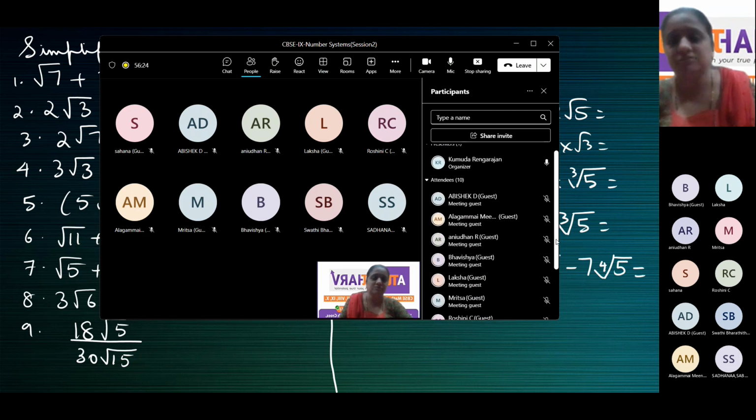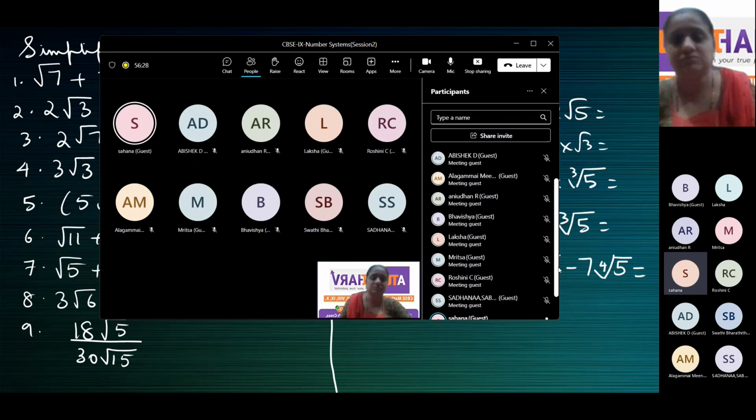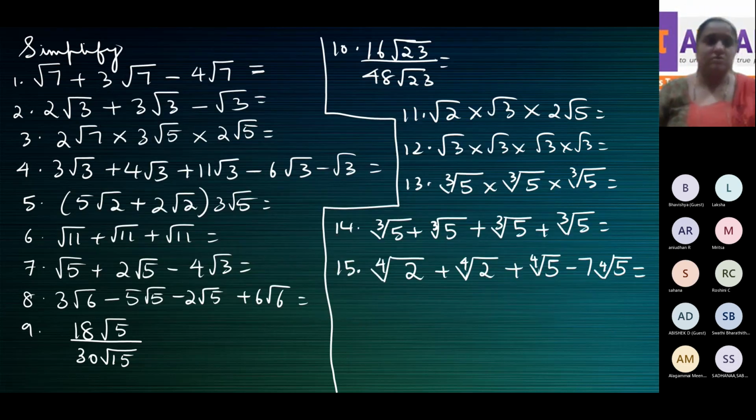Okay, Sahana. Yeah, you were there, no? What happened, ma'am? 0, ma'am. So this is 1 root 7, correct? 1 root 7 plus 3 root 7 is 4 root 7. 4 root 7 minus 4 root 7 is 0. Very good.